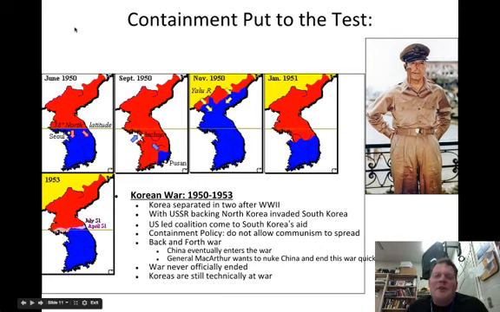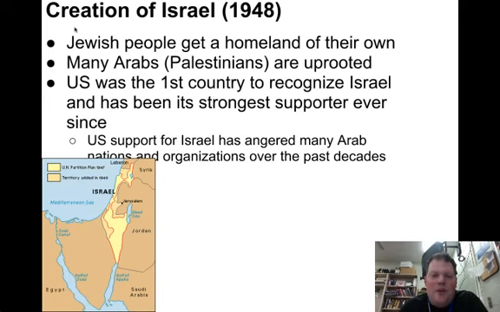Truman's policy of containment is put to the test in Korea when communist-supported North Korea invades South Korea. Okay, we send over troops, and long story short, we're able to stop the communist invasion. China gets in the middle of this as well, which makes things more complicated. But in the end, North Korea stays communist, and South Korea stays democratic. And so that's important.